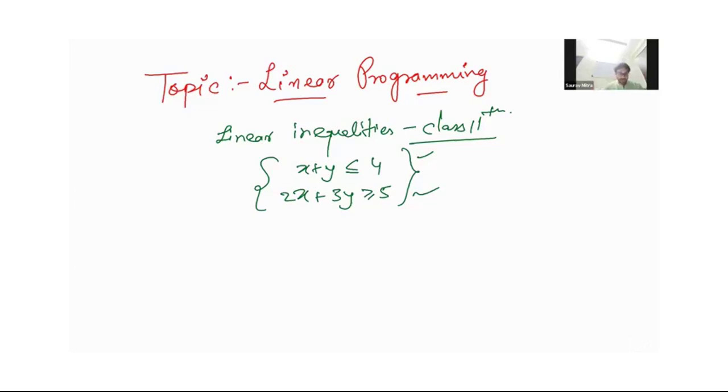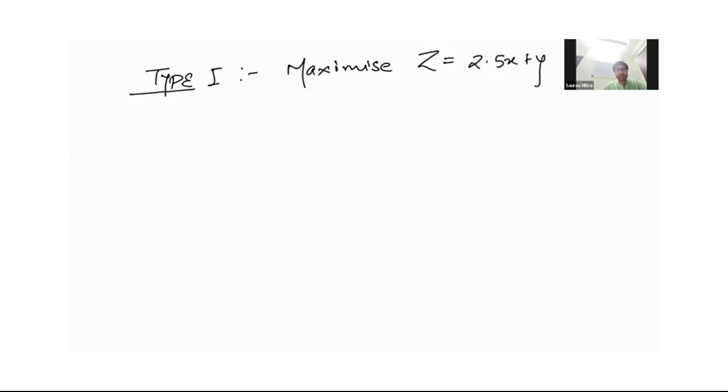Okay, so in this we will start with type 1. Type 1 is like you will be given one equation. So you will be given an equation to maximize. Let us suppose that it is maximize 2.5x plus y. Our aim is, they will give you a z type equation, and we have to optimize it.